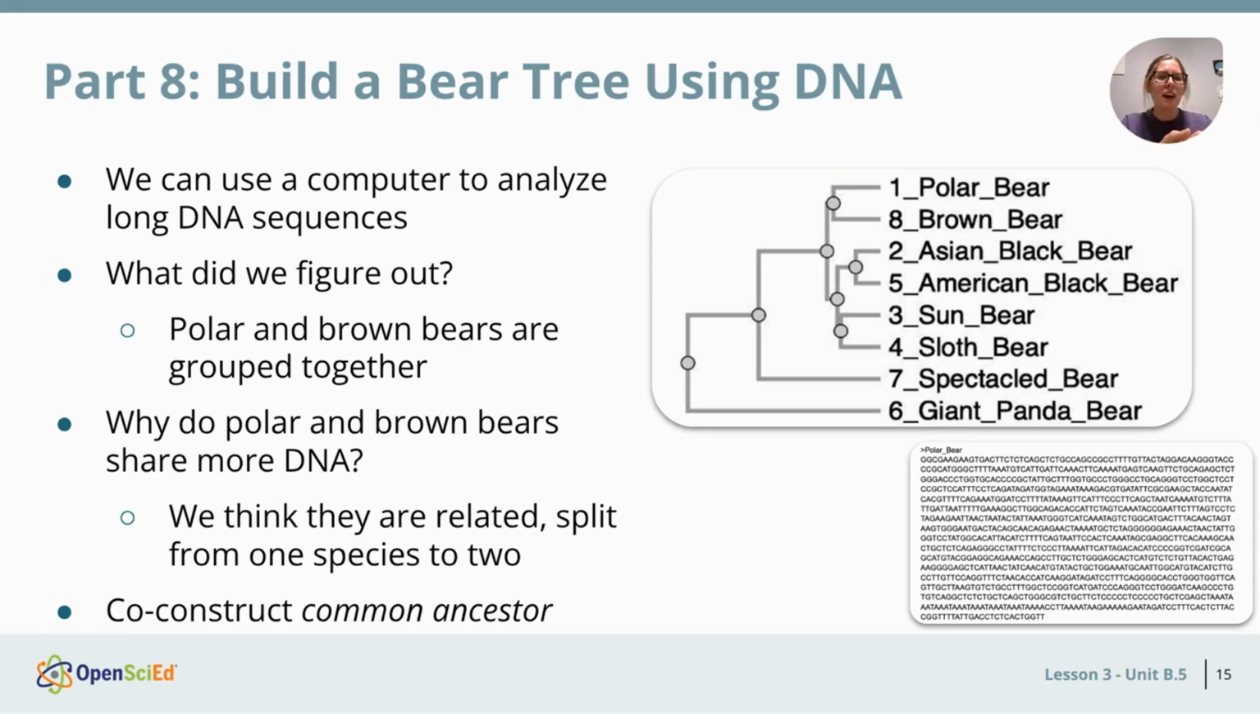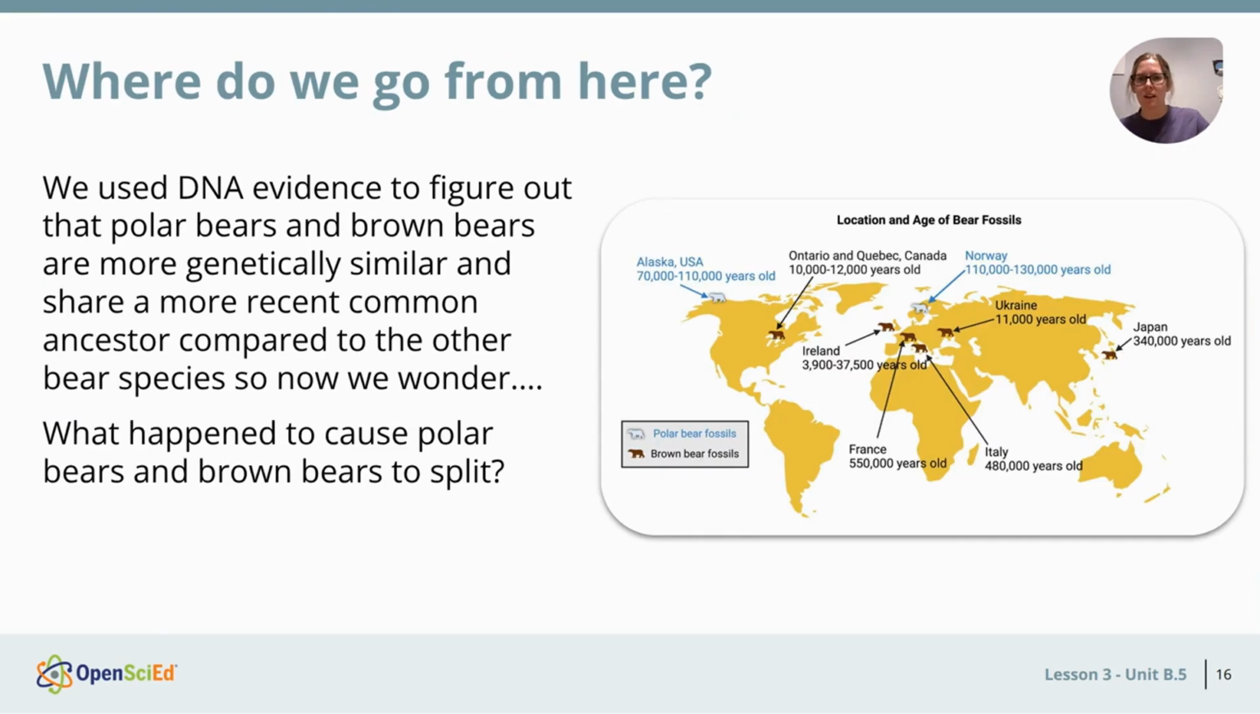So what did we figure out when we used a computer to analyze those DNA sequences? We figured out that the polar bears and the brown bears are grouped together, and that we think that they might be more related, and that they split from 1 species to 2. And then we're going to co-construct common ancestor together.